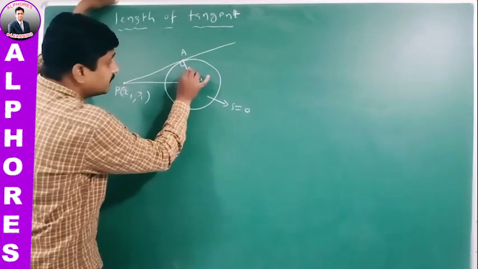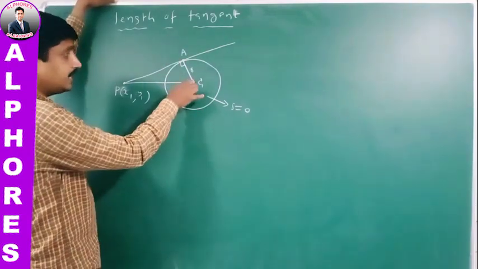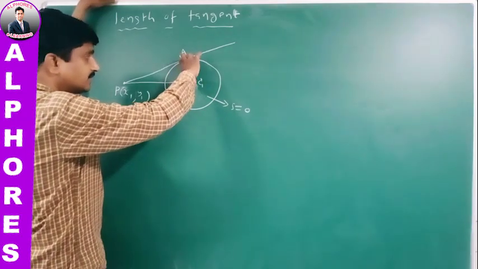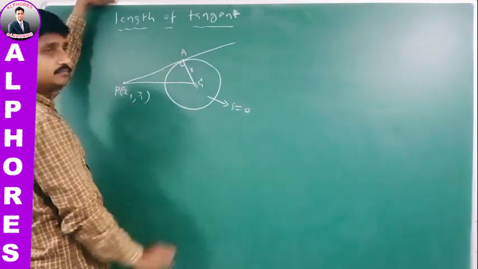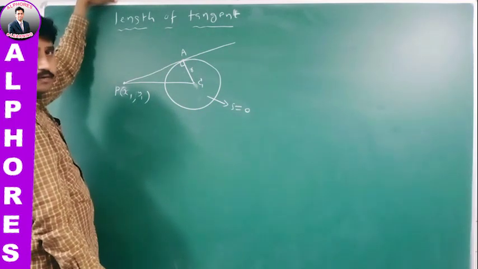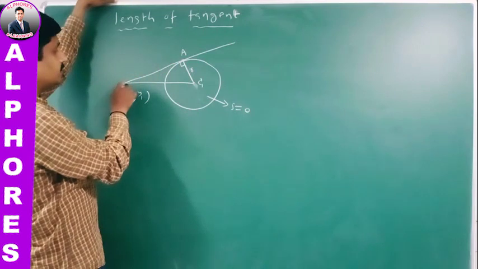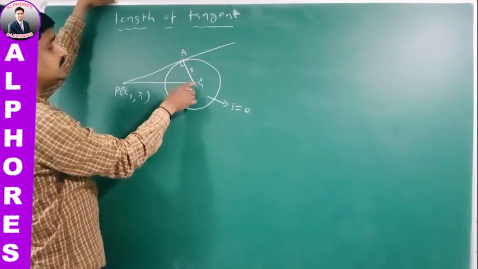Here this length is called the radius. CA is called the radius of the circle. This line is called the normal of the circle. Observe here: PA is the tangent, CA is the normal.